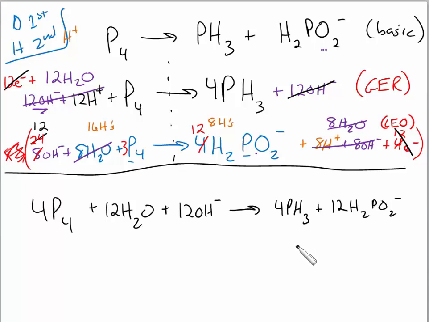And everything should be balanced. Charges, there's negative 12 here. There's negative 12 here. That's good. There's 4 phosphorus. I'm sorry, 16. There's 16. 4 times 4, 16. 12 phosphorus here, and then 4 here. That's 16, so that's good.